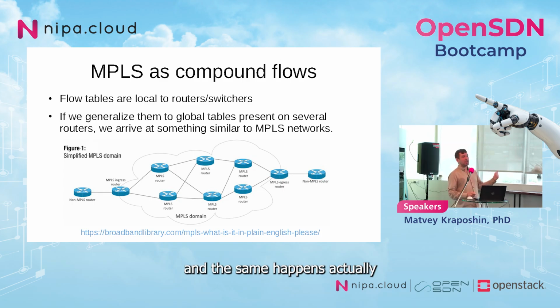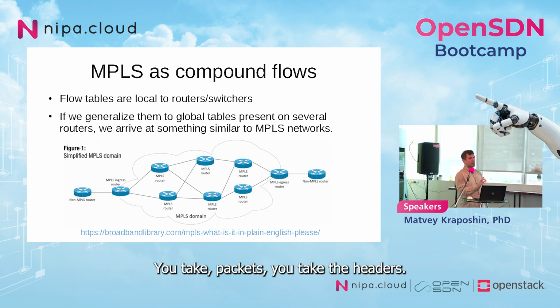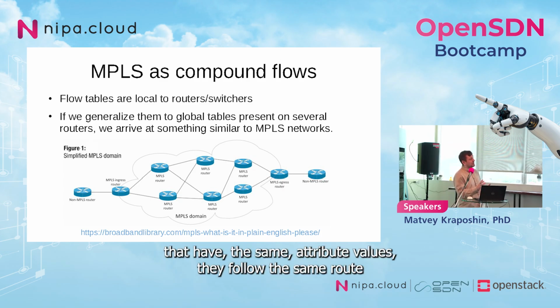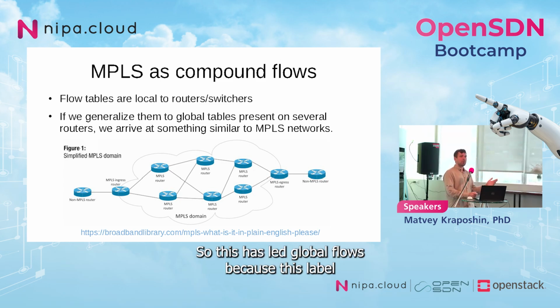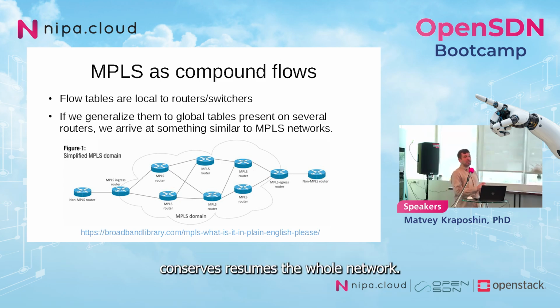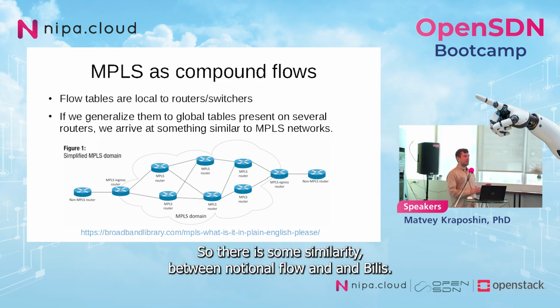And the same happens actually inside virtual routers or switches. You take packets, you take their headers, and if there are headers that have the same attribute values, they follow the same route inside this router or inside this switch. And in MPLS, this is like global flows, because this label is conserved within the whole network. So there is some similarity between the notion of flow and MPLS.